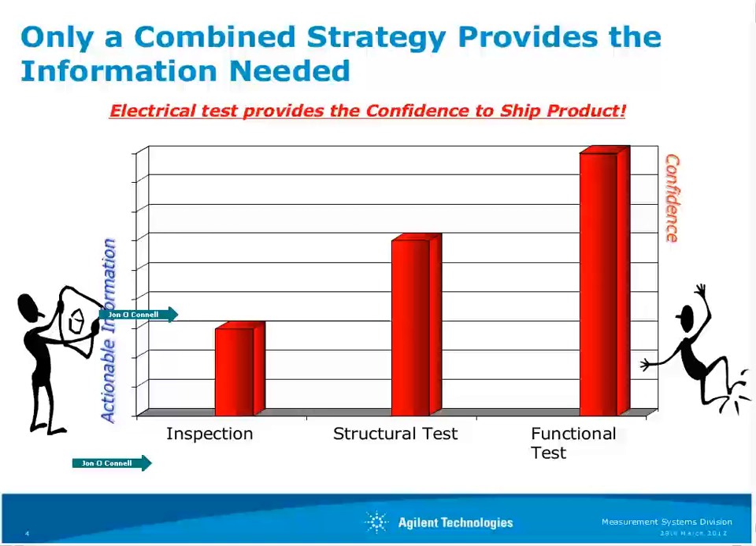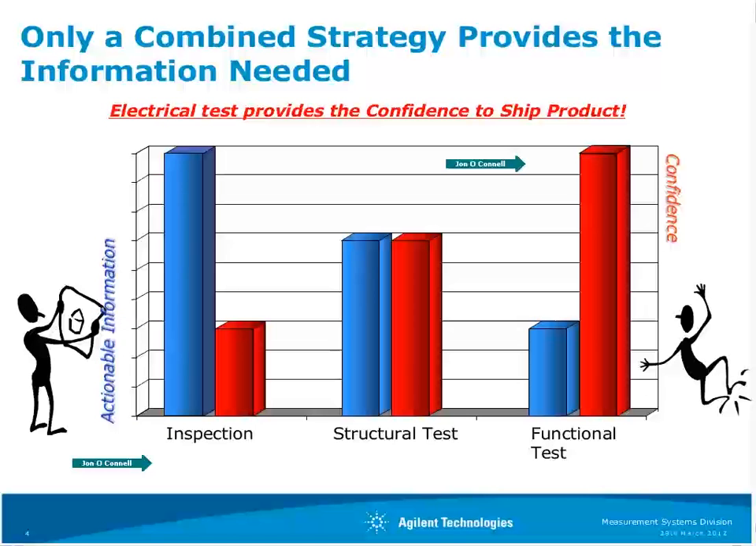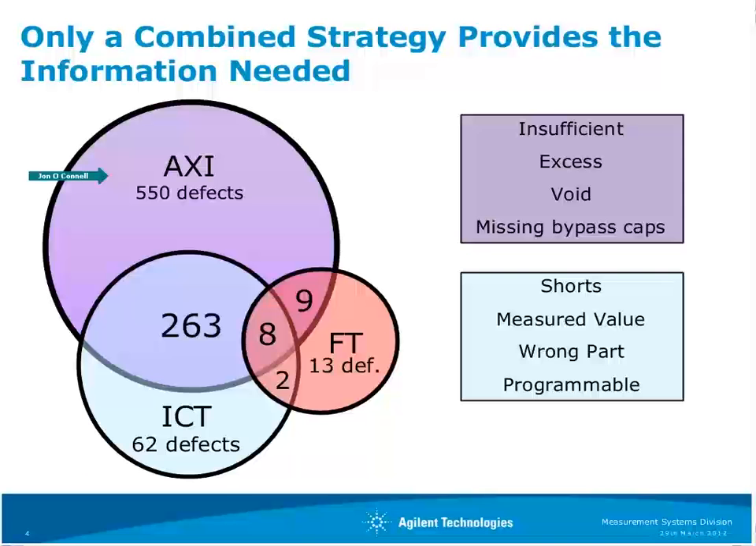However, only a combined strategy provides us both the information we need during manufacturing and the confidence that the product is built right. Only by employing a combined test strategy will we have sufficient information to confidently ship a product that's known good, and also give us additional coverage for defects that may occur further in its lifetime.